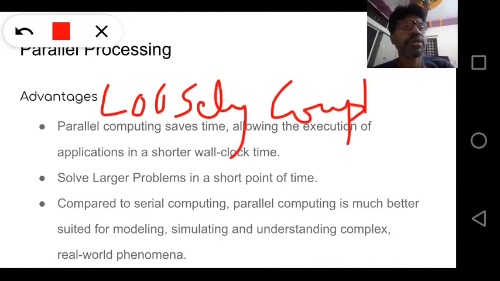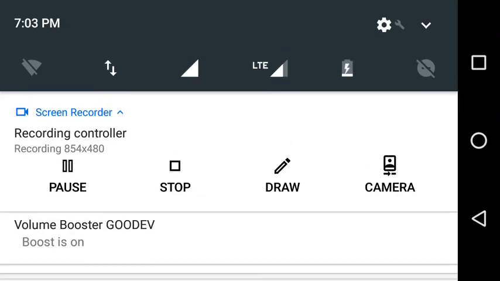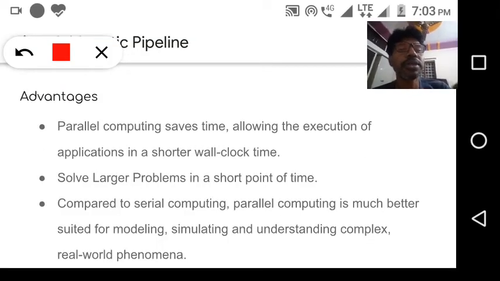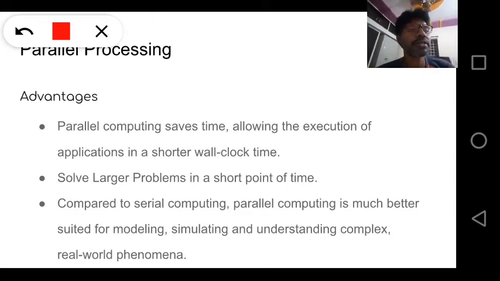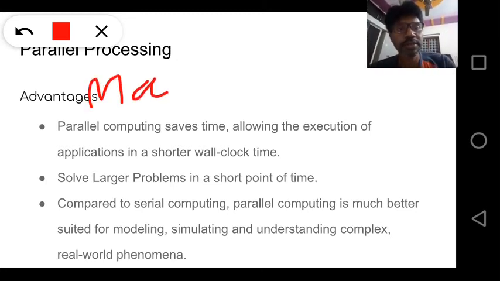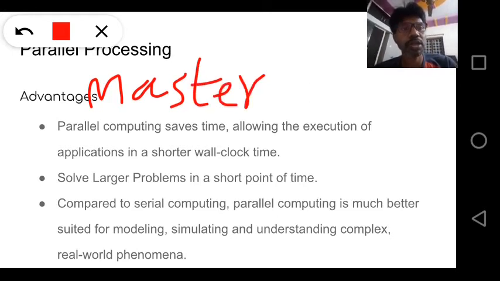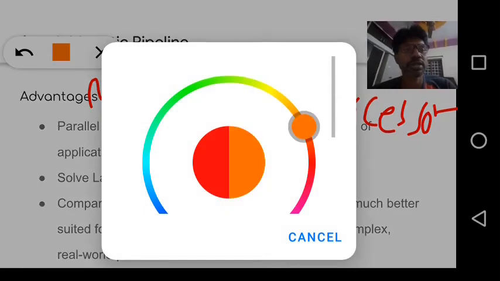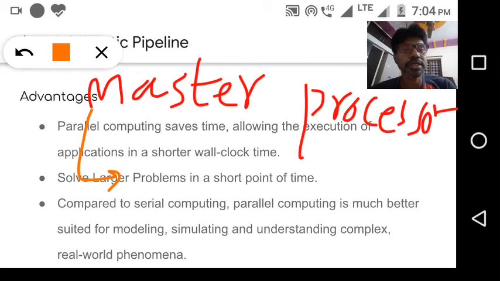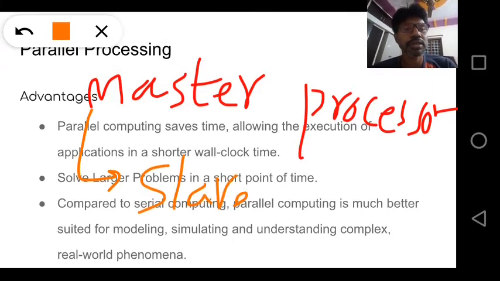loosely coupled multiprocessor. So when I say loosely coupled multiprocessor, that means all processors don't have equal rights to access the shared resources like memory or IO interfaces. One processor acts as a master processor and the other processor acts as a slave processor.